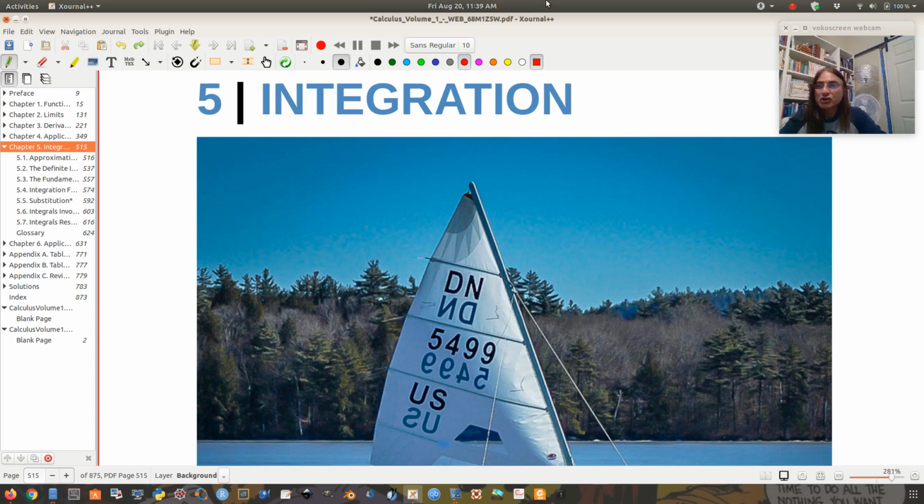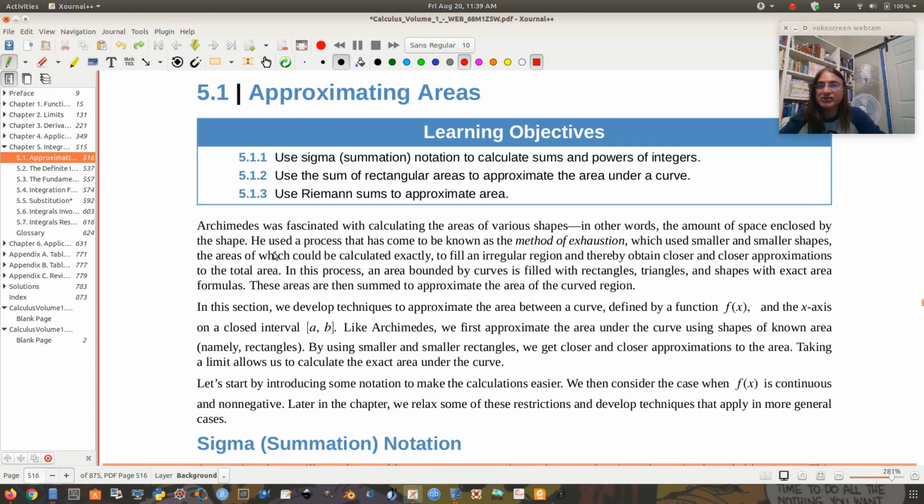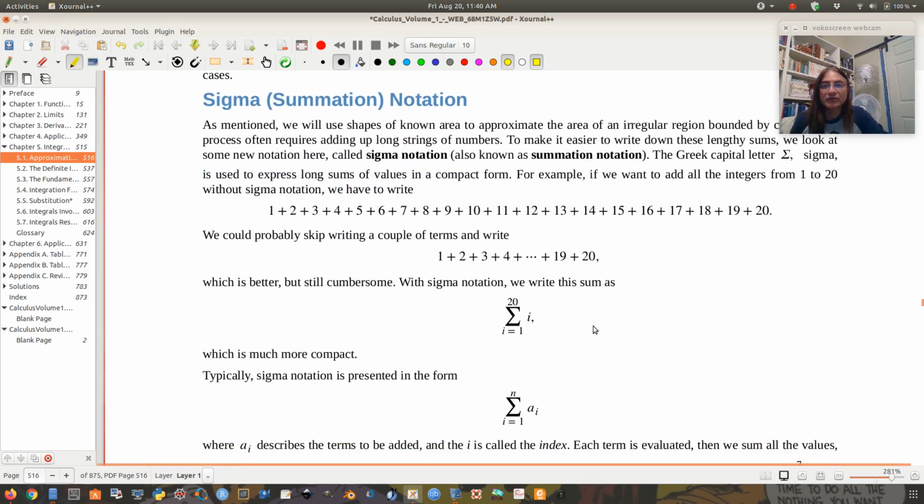Okay, so to first start about integration, we will start learning about the sigma summation notation. You might have learned that before, or maybe not, to calculate sums and powers of integers. And then we will use that to understand the approximation of an area under a curve. And then something specific called Riemann sums to approximate area. Okay, so the first thing, sigma notation.